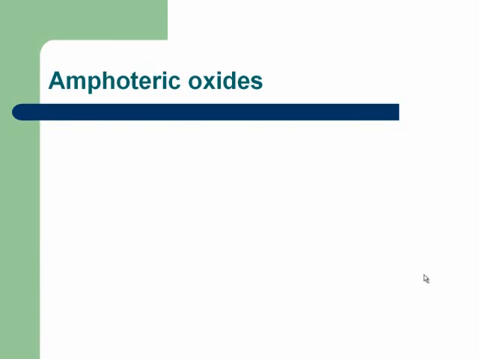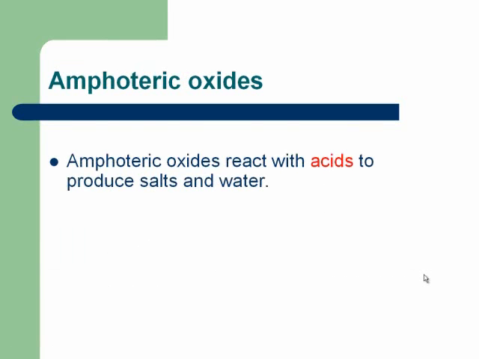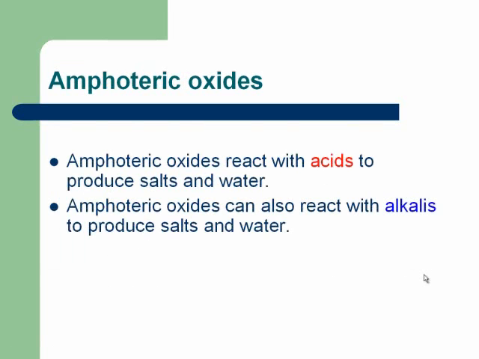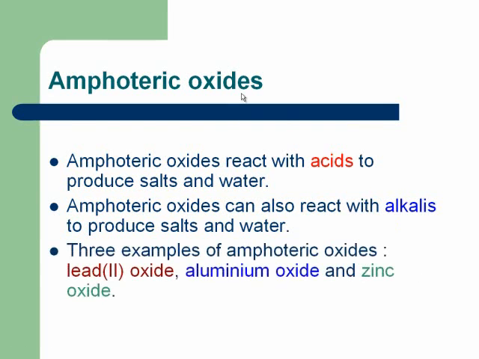Let's look at amphoteric oxides first. Amphoteric oxides are metal oxides that can react with acids to produce salt and water. They can also react with alkalis to produce salt and water. So an amphoteric oxide can react with acid as well as alkalis. There are three examples of amphoteric oxides in your syllabus: lead-2 oxide, aluminum oxide, and zinc oxide.